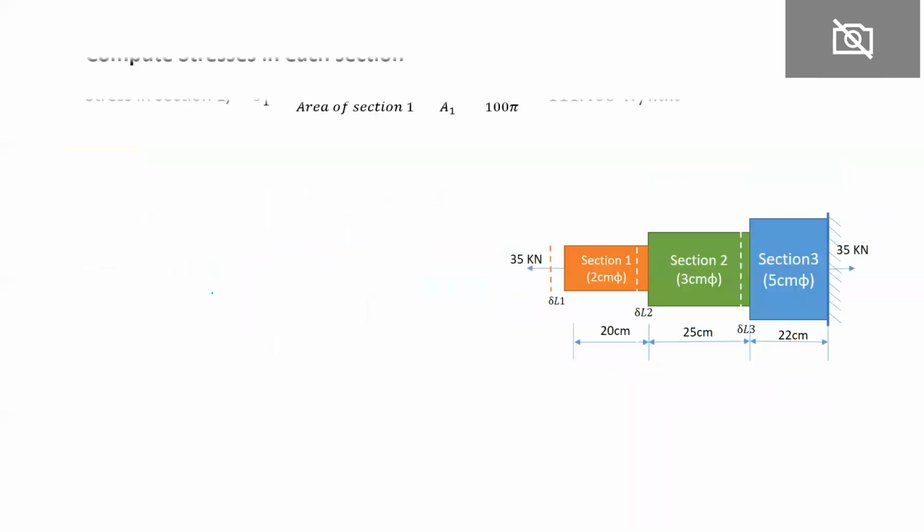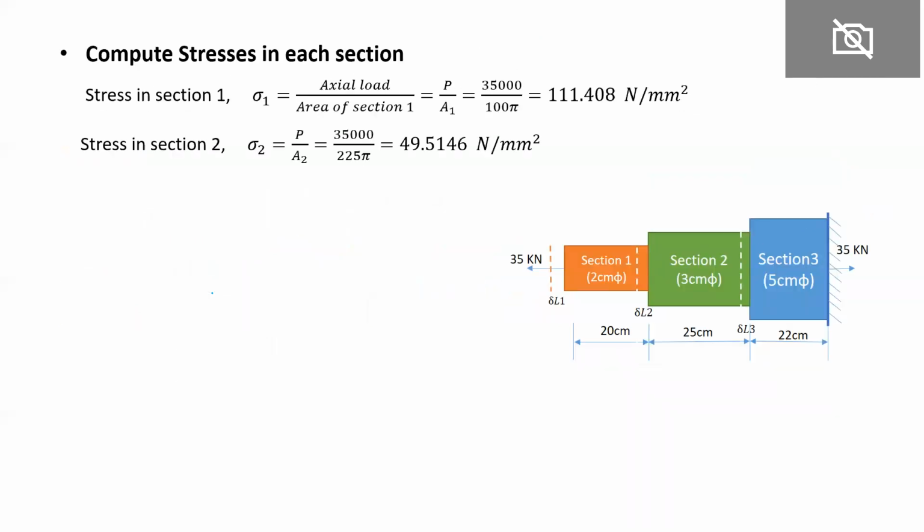And the second step, now it is asked to compute the stresses in each section. Now it's easy. Stress in section 1. This is stress in section 1.